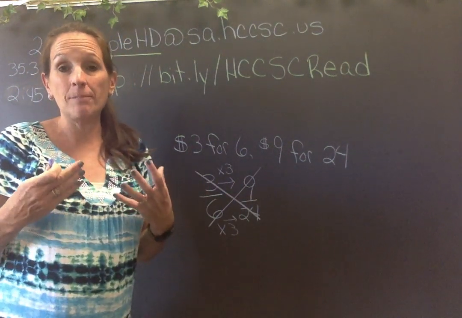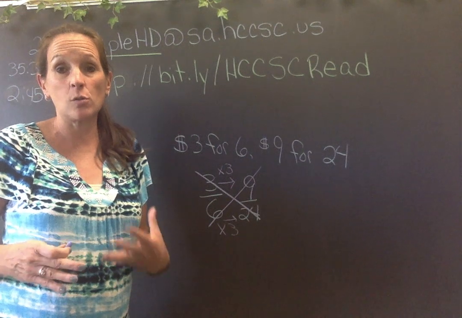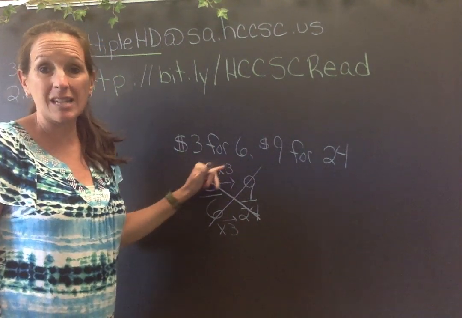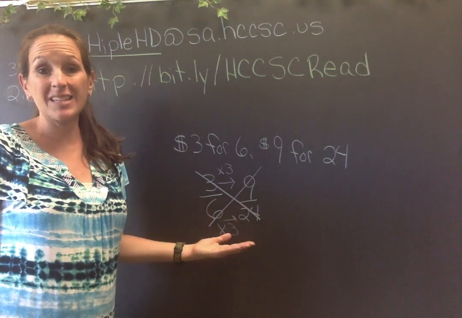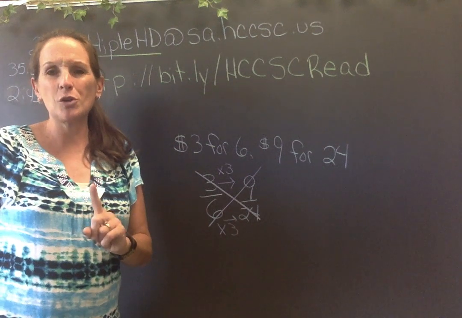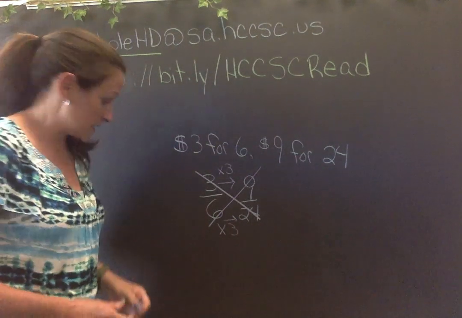If they're going to be equal or equivalent ratios or equal or equivalent fractions, I have to be able to do the same thing to the top that I do to the bottom. In this case, I could not. They are not equal. Let me show you a second way to figure this out.